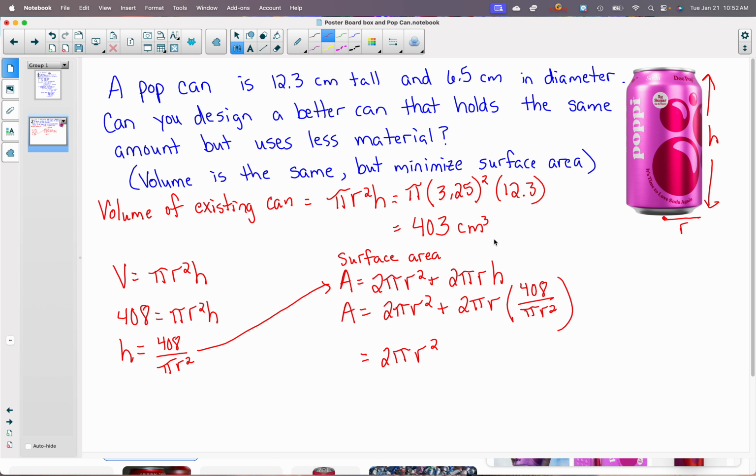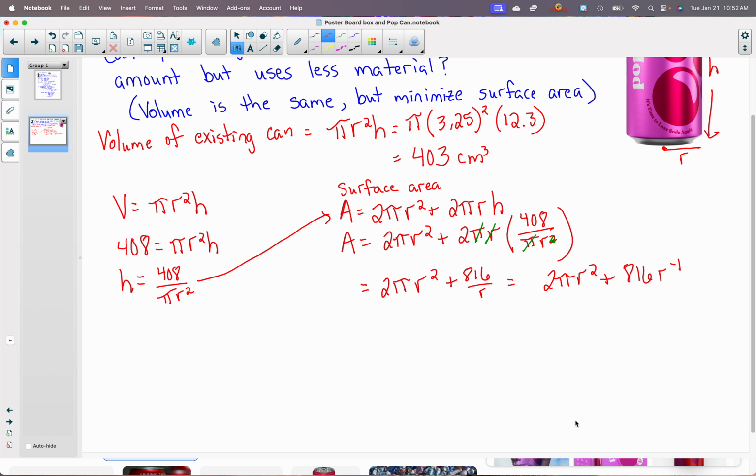And when you simplify this, the pi's are going to cancel. One of the r's is going to cancel. So you're left with 2 times 408 is 816 over r. So I'm going to change this one more time to 2 pi r squared plus 816 times r to the minus 1, so that I can set it up to find the derivative, because that's what's next.